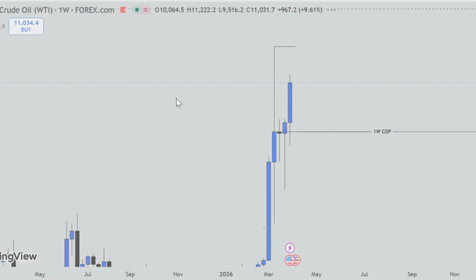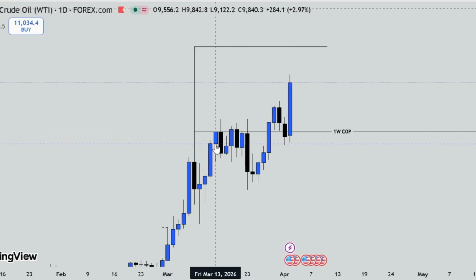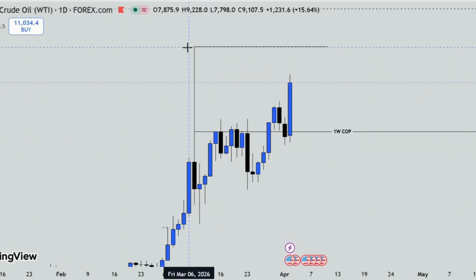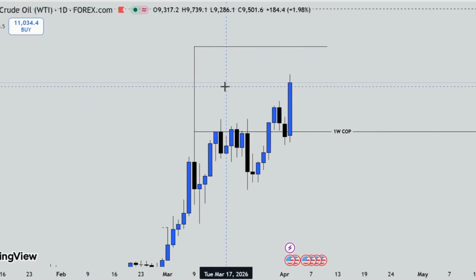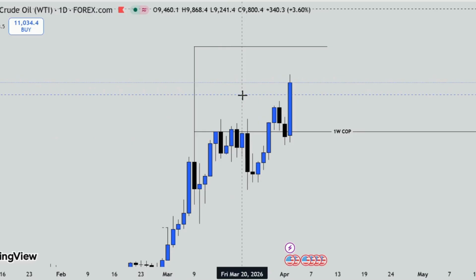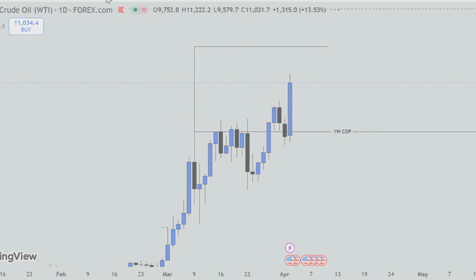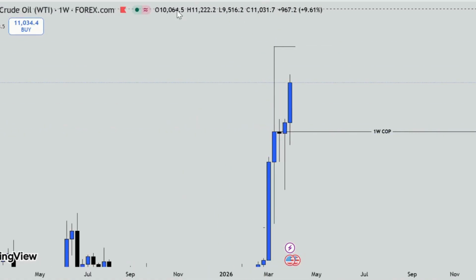So heading to the daily time frame. That level formed on the 20th of March, when the second candle closed, 20th of March 2026. That was last week Friday. When the market closed, the weekly candle closed bearish, thereby forming that level. As we can see here, this is Friday, and it closed bearish on the weekly time frame.